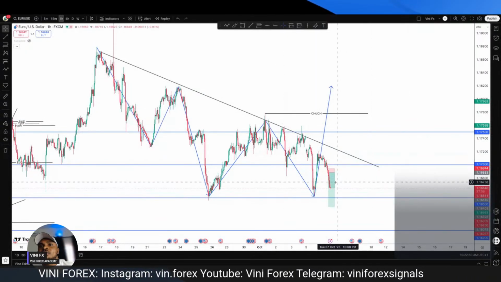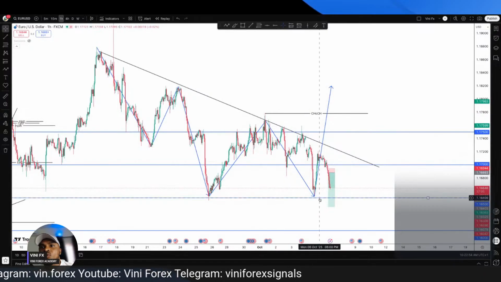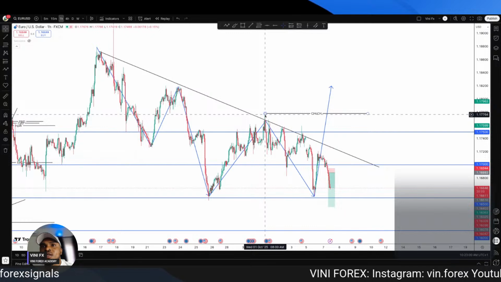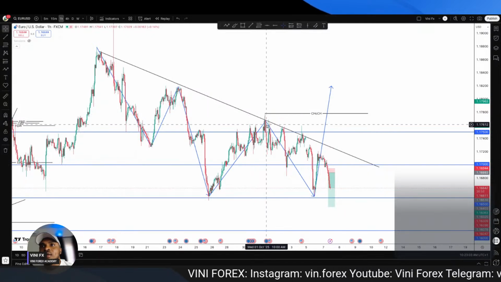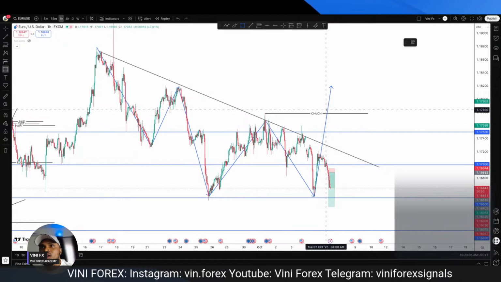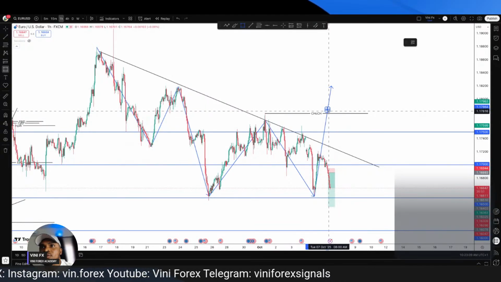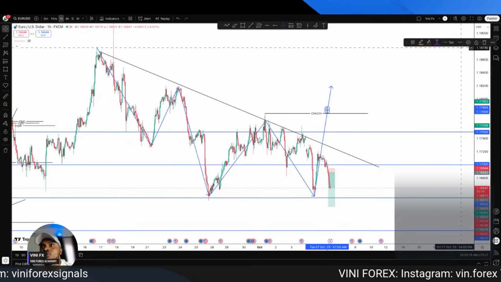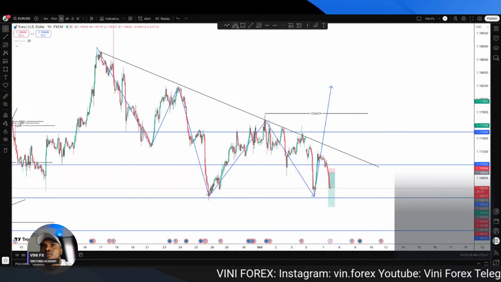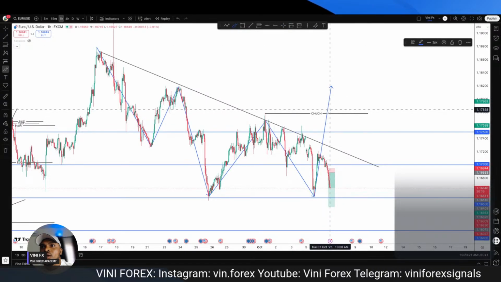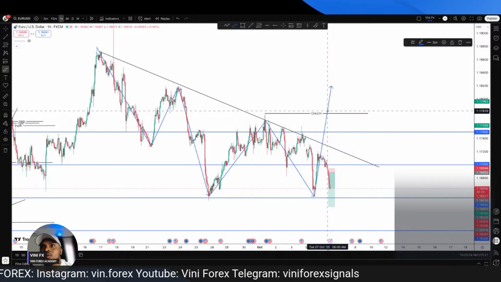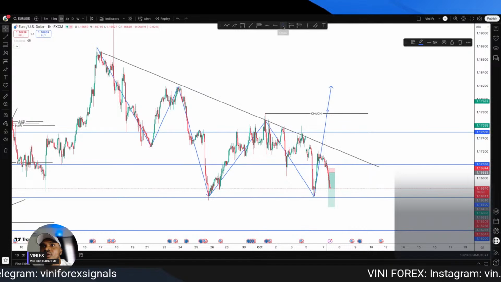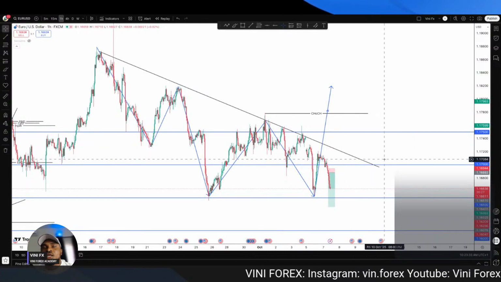So guys, if the price, after giving you this equal low, comes up to take out this recent high, this recent lower high, and the candle closes above it with a body, around here, then you can say that a change of character has happened.